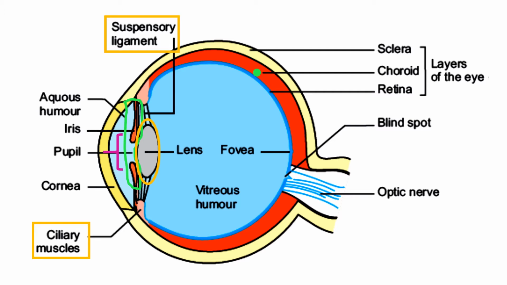The iris divides the cavity of eye into 2 chambers. The anterior chamber is in front of the iris, that is between cornea and iris, whereas the posterior chamber is between iris and retina. The anterior chamber contains a jelly-like fluid known as aqueous humor, while the posterior chamber contains vitreous humor. It helps maintain the shape of the eye and suspends the delicate lens.